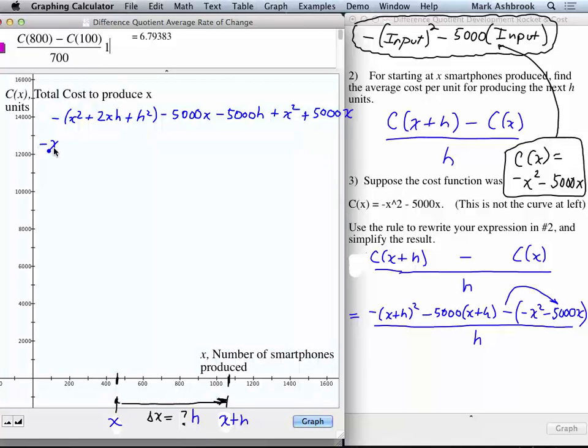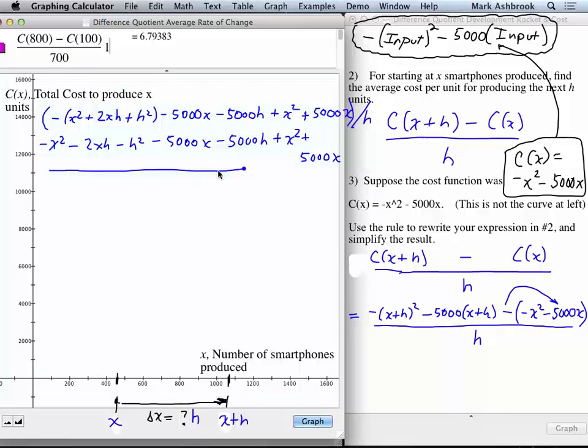Distribute this negative, so negative x squared minus 2xh minus h squared minus 5,000x minus 5,000h. Good. Oh, sorry, this is all over h. That's all over h, so is this, at the end, right?